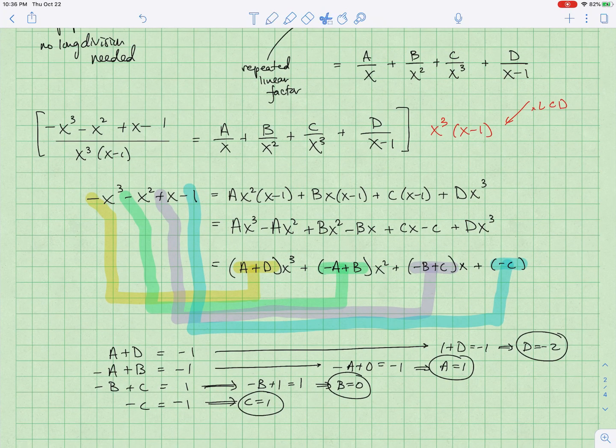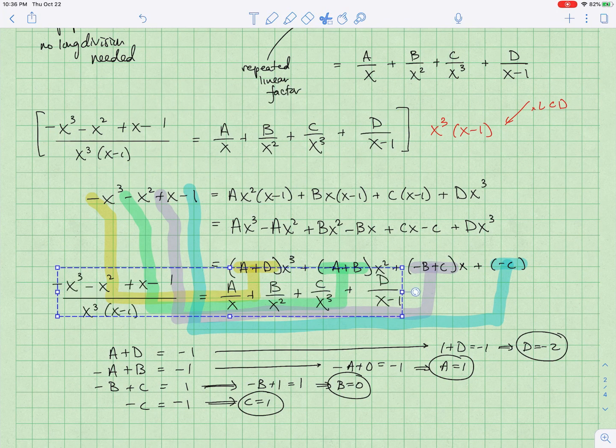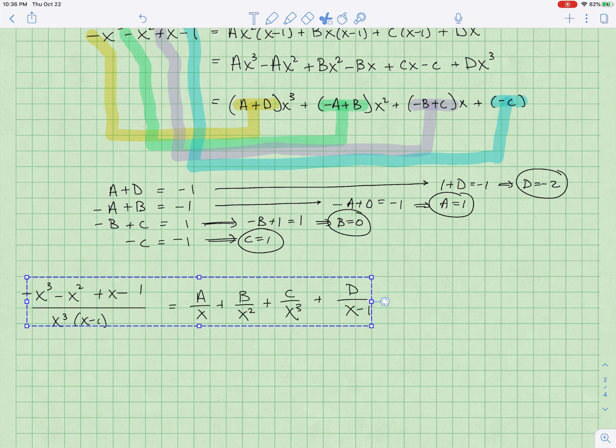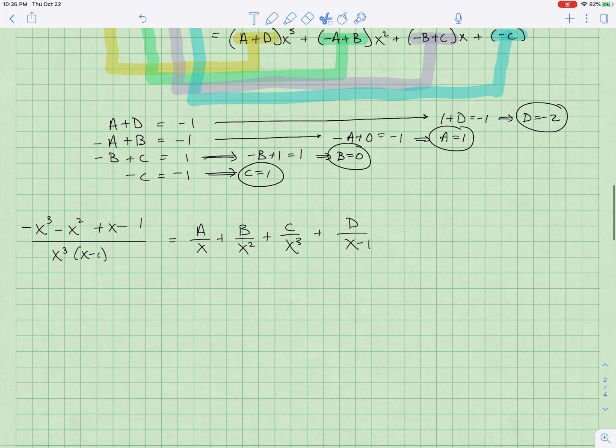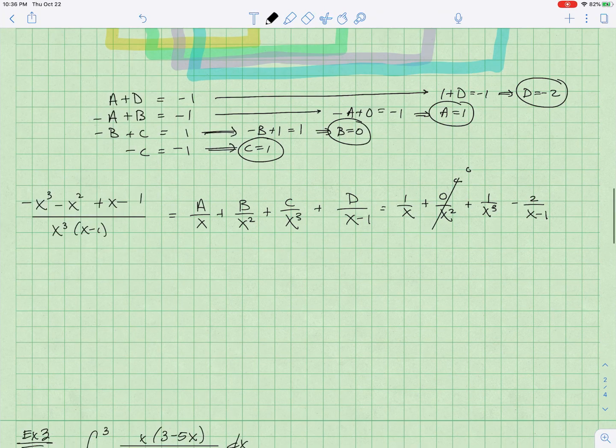And that means, we'll just duplicate this here. This is equal to, let's see, 1 over x plus 0 over x squared plus 1 over x cubed minus 2 over x minus 1. So that whole term's 0. It turns out that, as per our original discussion, this doesn't even use all of the exhausting factors.